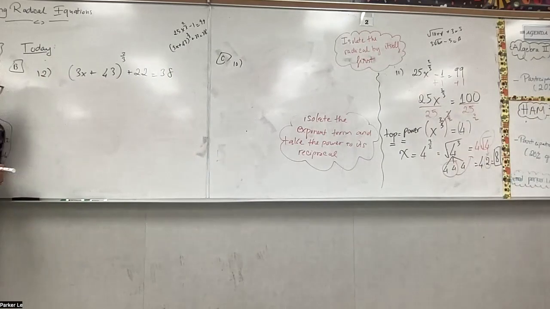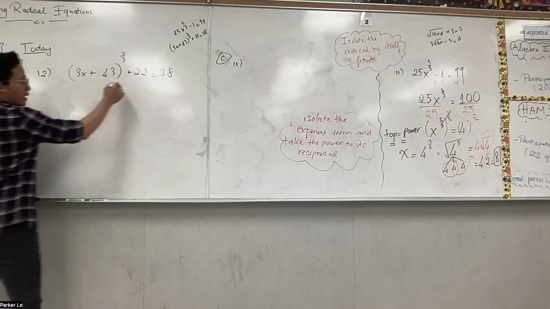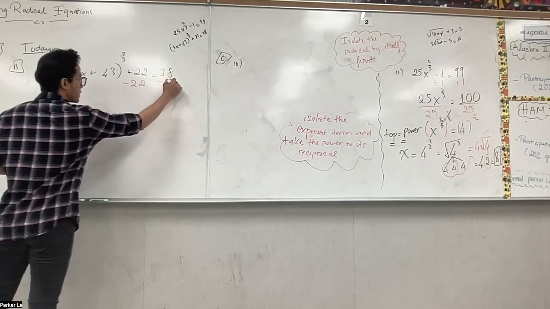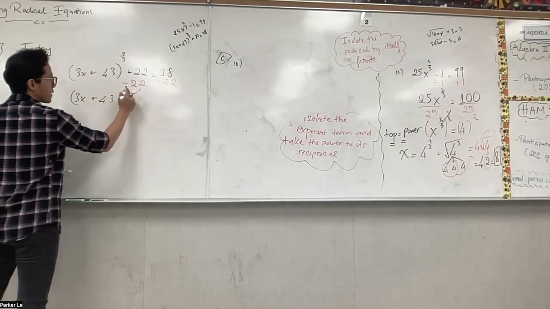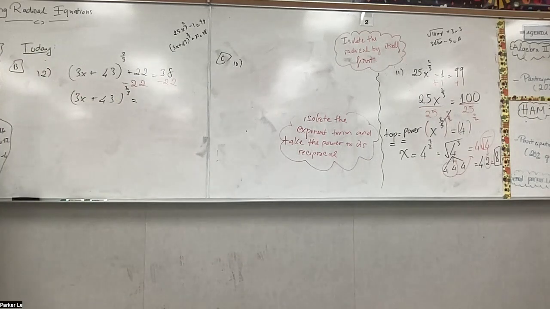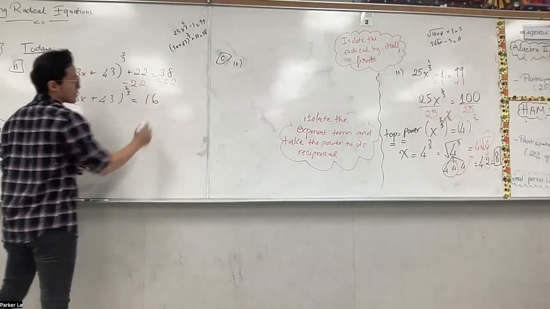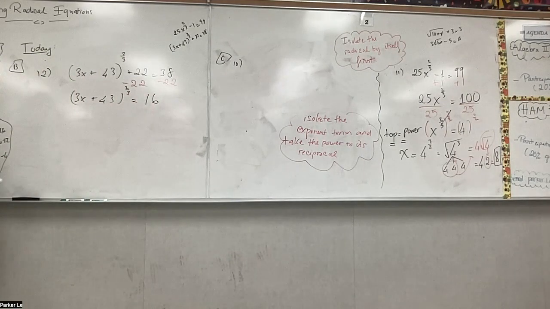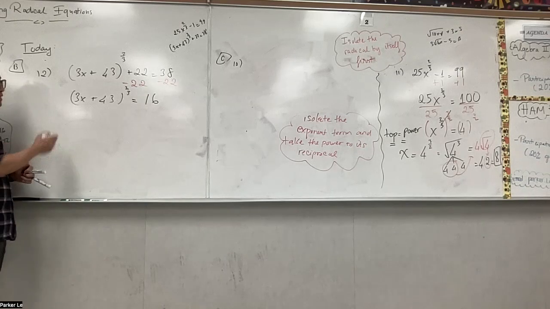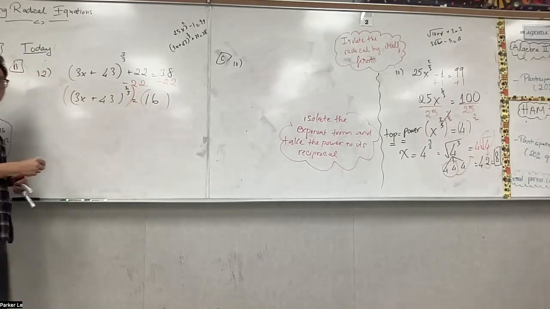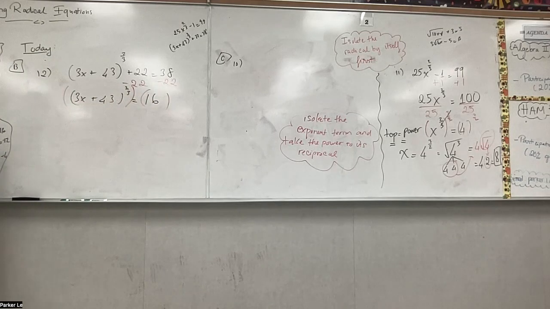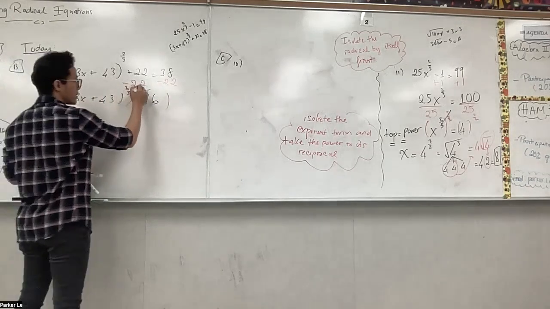12. What do we need to do first? Get rid of 22. Very good. So minus 22. What is 38 minus 22? 16. Very good. Okay. Now, what are you going to do next? Not multiply. You take the power on both sides to the power of what? 3/2.